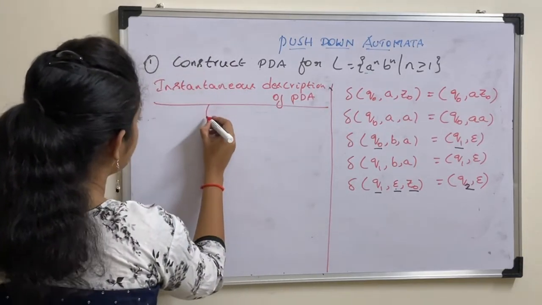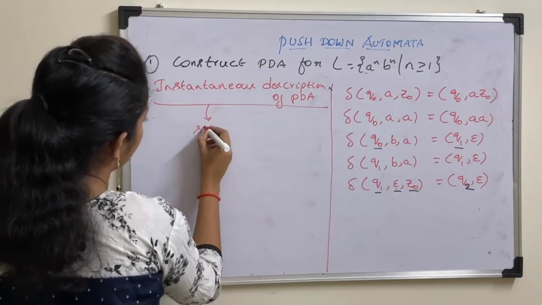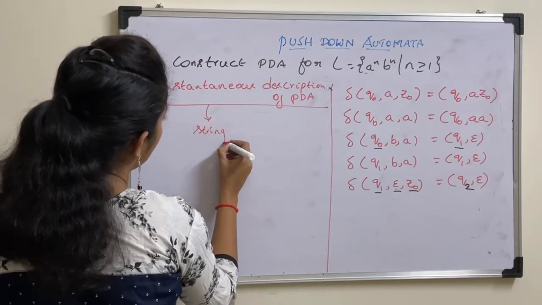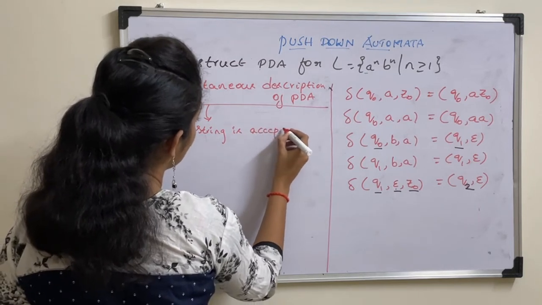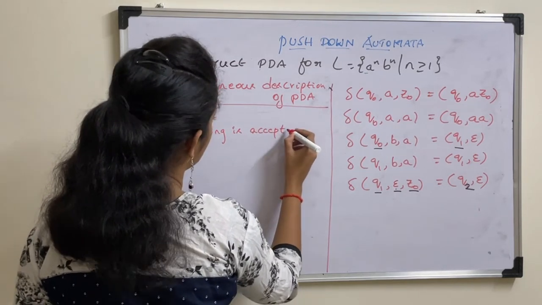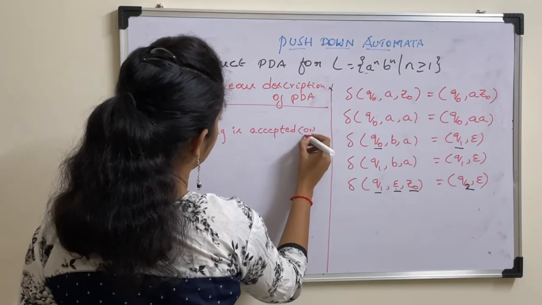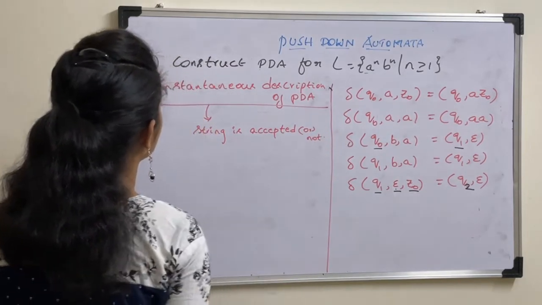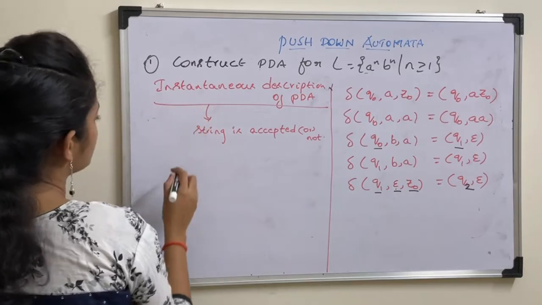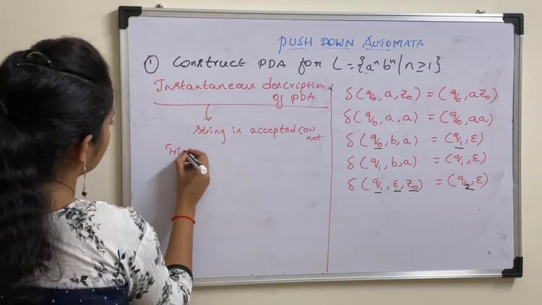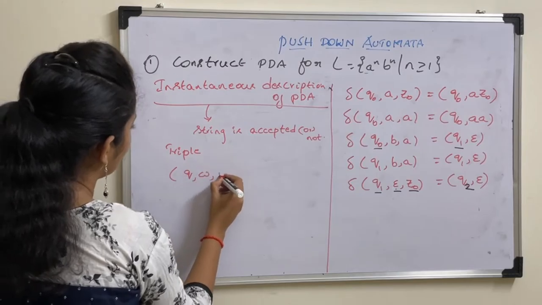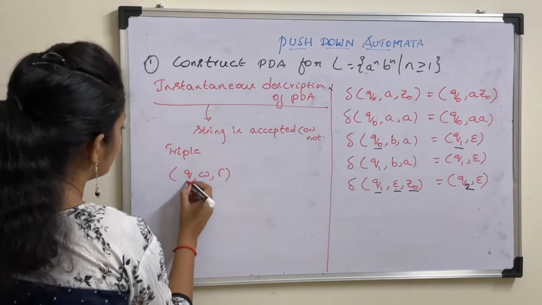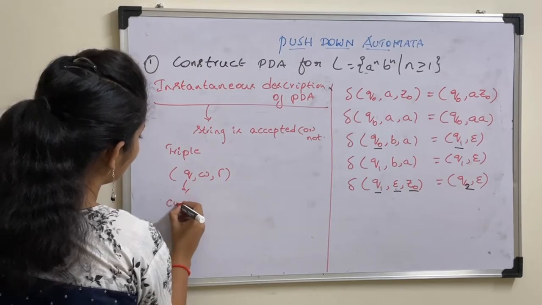So this instantaneous description is used to check whether the string is accepted by the PDA or not. So it is used to check string acceptance. And this instantaneous description can be defined as a triple with three symbols Q, W and gamma. Here Q is nothing but the current state.